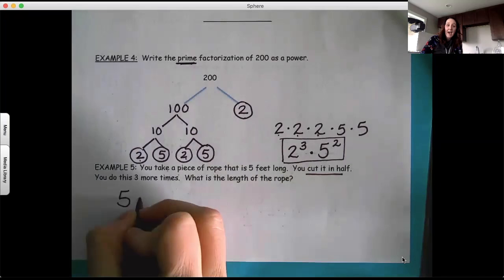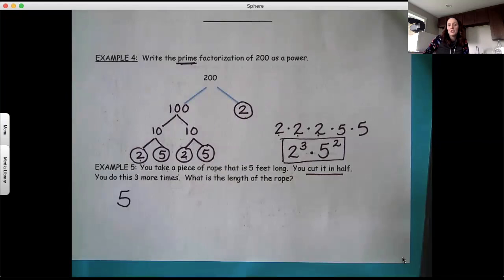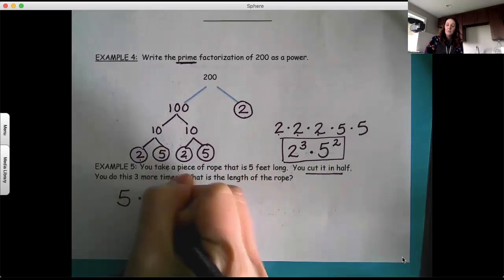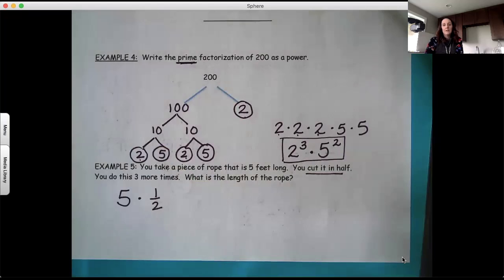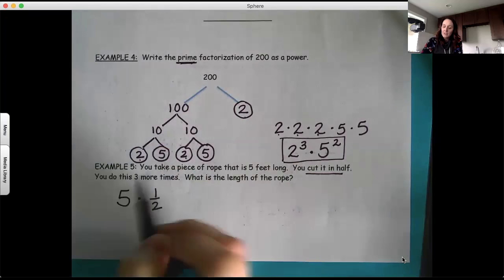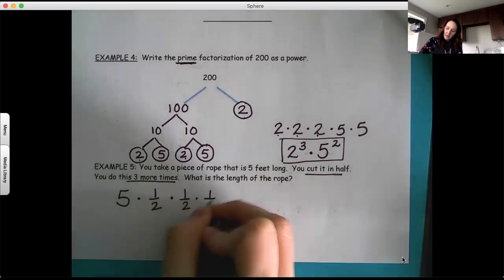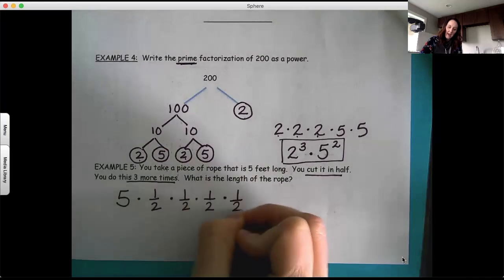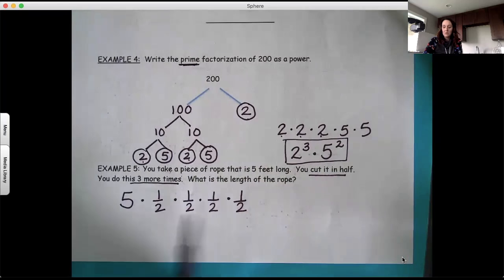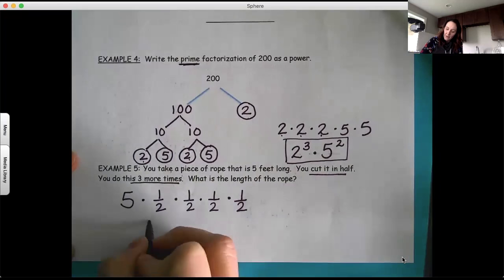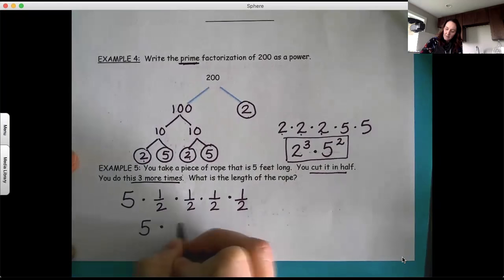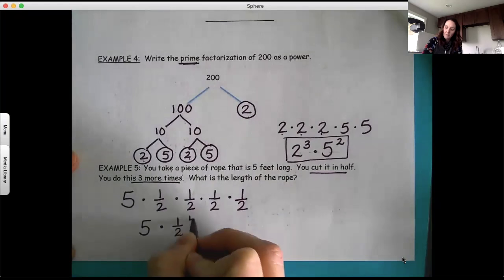So to cut it by half, some of you might think, oh, well, you divide it by 2. What's the same as dividing by 2? Multiplying it by 1/2. So there's a half. Then we're going to do this 3 more times. So we're going to do times 1/2, times 1/2, times 1/2. So for a total of how many 1/2s? 4 of them. So I'm going to rewrite this as 5 times 1/2 to the 4th power.